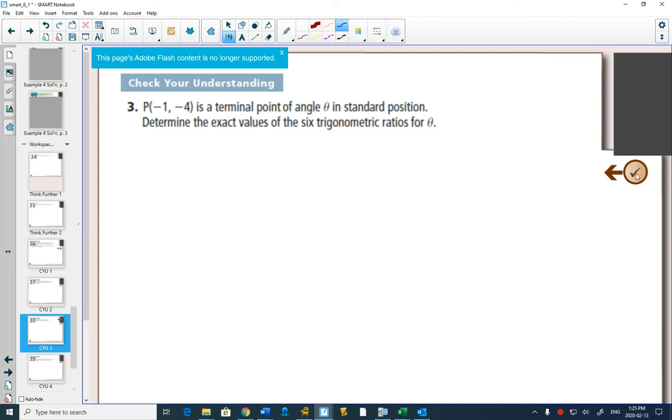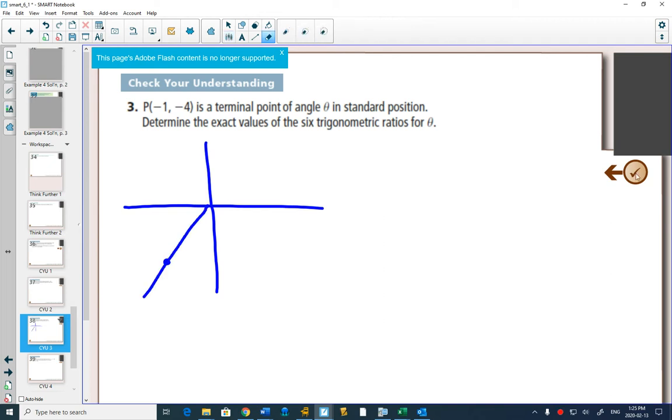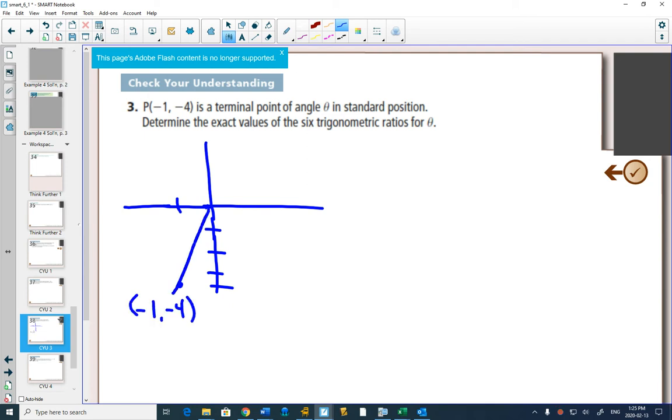So we start on this question by drawing out what we know. We know there's an angle. I'll draw it: 1 this way, 1, 2, 3, 4. There we go. We've got (-1, -4) as a point, and that point is on the terminal arm of an angle theta. And we want to find trig ratios.